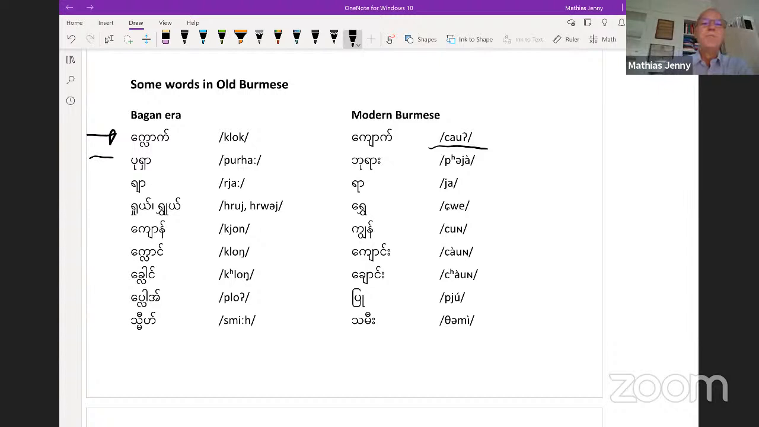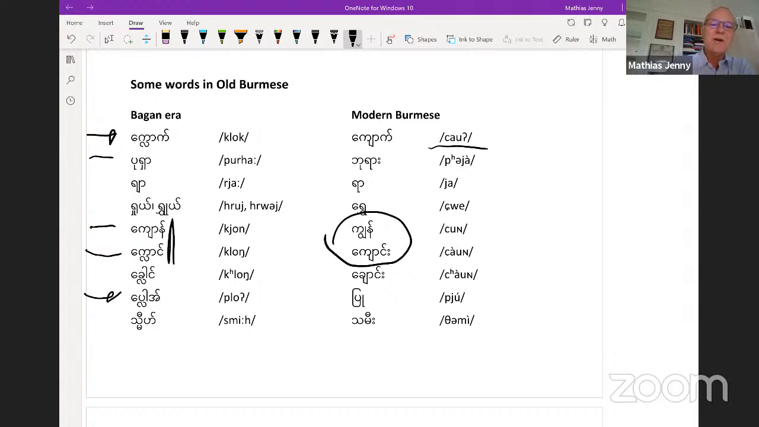Then you have burha, which today is Pia, Lord. You have things like Gyon, which is today June. And you have Glong, which became Jiao. And again, you see, you have a tone difference in modern Burmese, but there is nothing tone-like written in Old Burmese here. There is no tone marker or anything. So you can see the sound changes that happened.